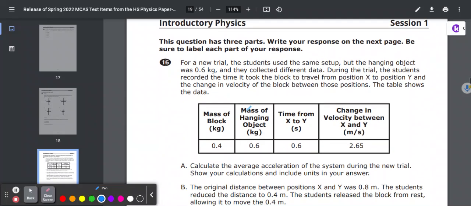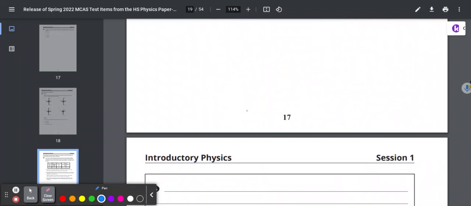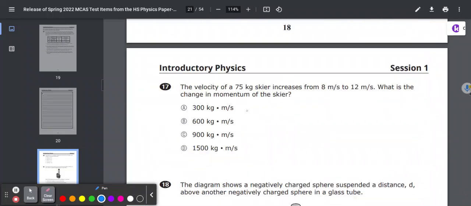Let's move on. So here we have open response. I'm definitely going to cover these later. These are pretty easy questions, but still I'm going to cover them in future videos.